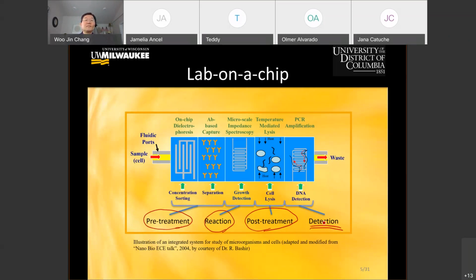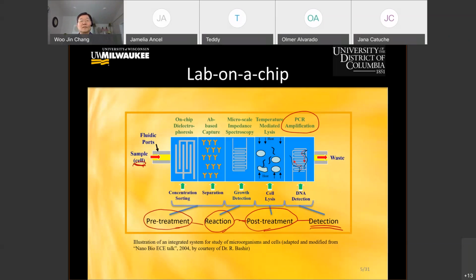So this slide just shows one example to do so, from the sample of the biological cell, and then detect a certain amount of DNA by PCR. But it is just a typical process to achieve this detection.